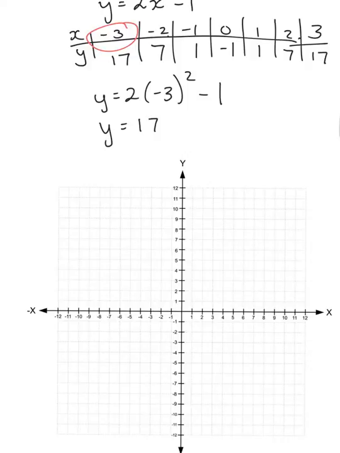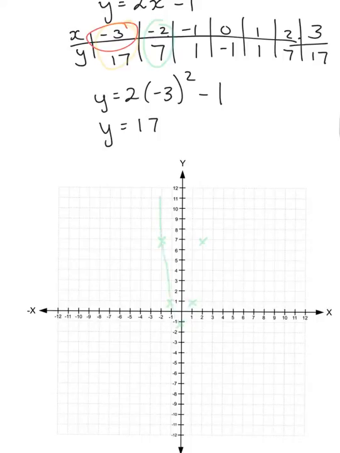I am now ready to plot the coordinates. First, when x is -3, y is 17. I can't plot that point, so I will go to the next one. When x is -2, y is 7. -2, 7. When x is -1, y is 1. When x is 0, y is -1. 1, 1, 2, 7. And again, my y-axis doesn't go high enough to enable me to plot 3, 17.